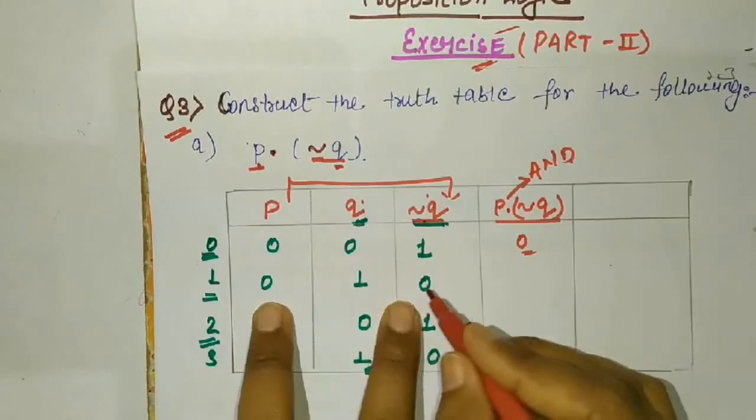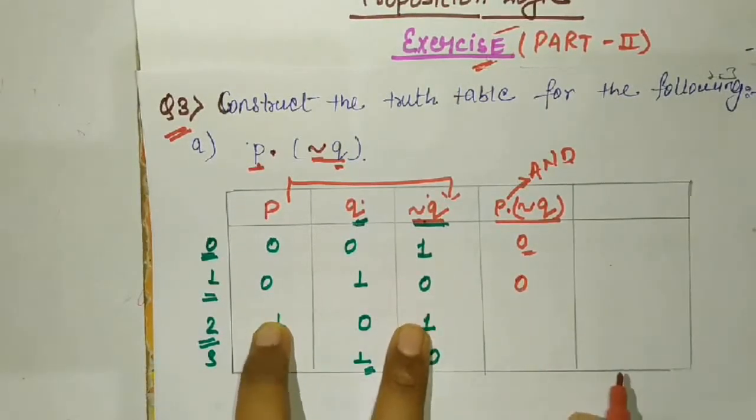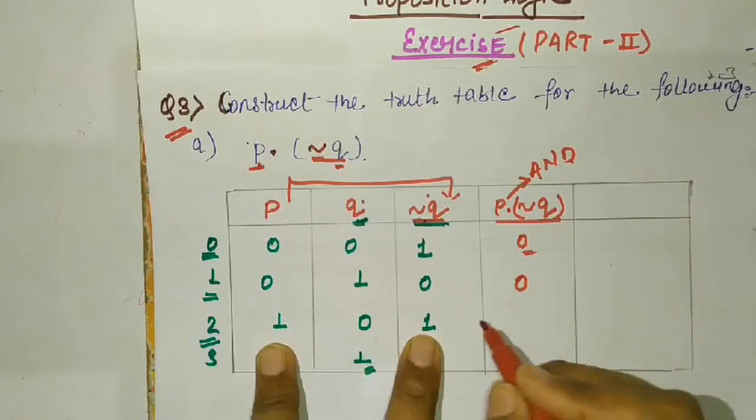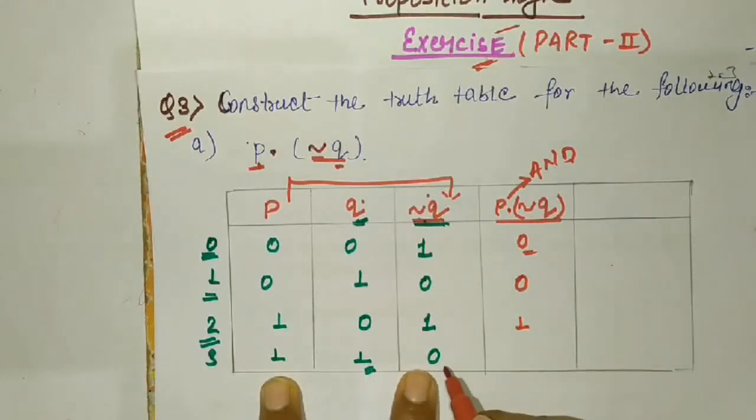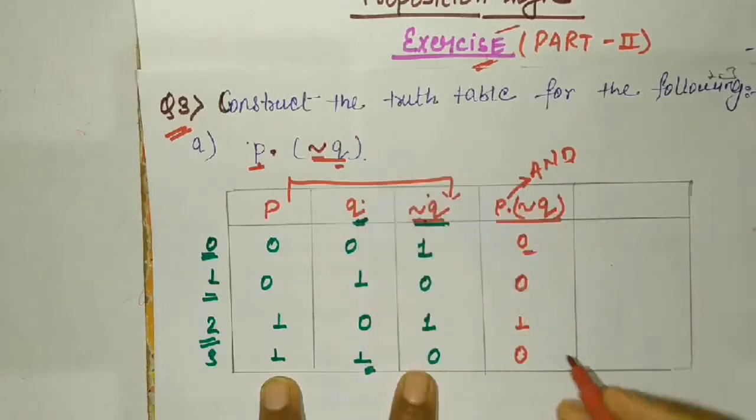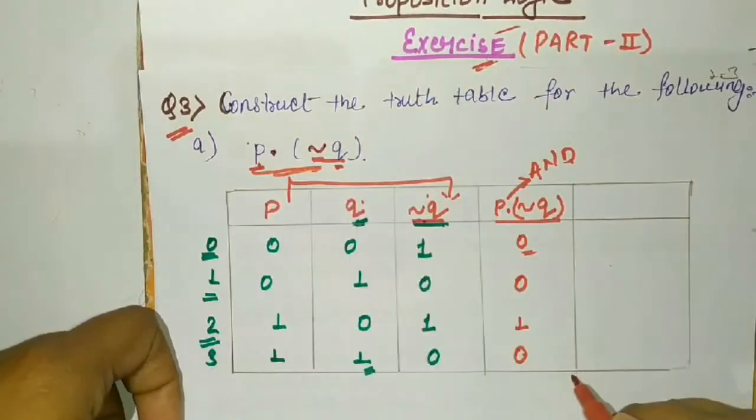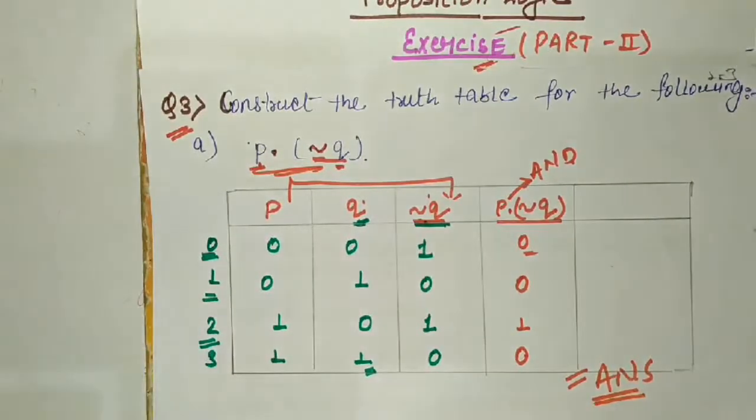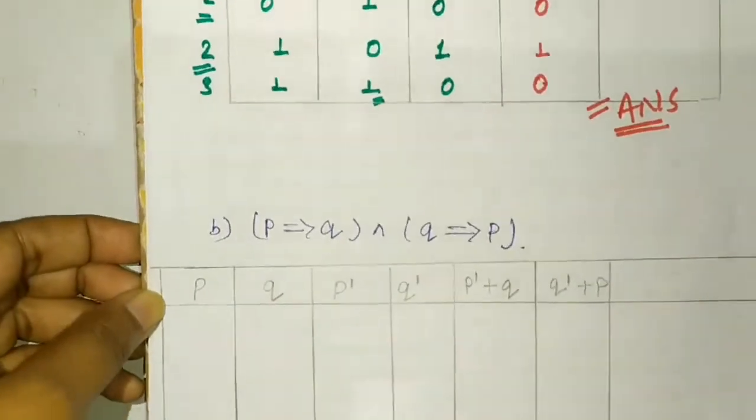Second, 0, 0. 0 into 0 is 0. Next one is 1, 1. So 1 into 1 is 1. Next is 1 into 0. 1 into 0 means 0. So the result, or truth table, of this statement is this. This is the answer.